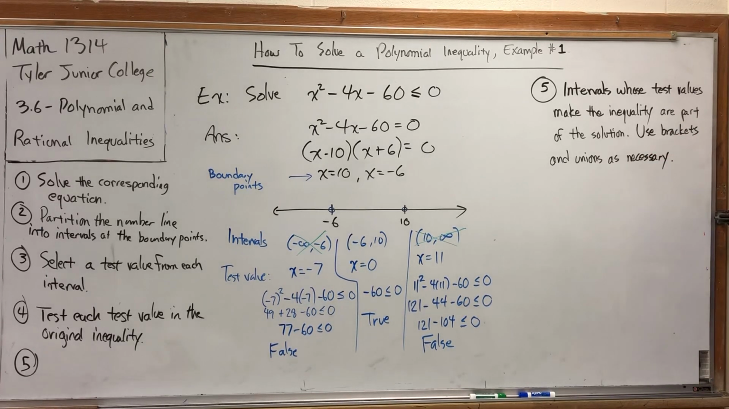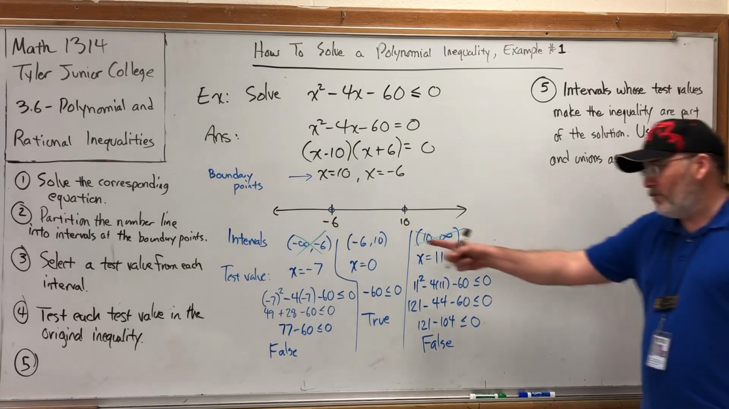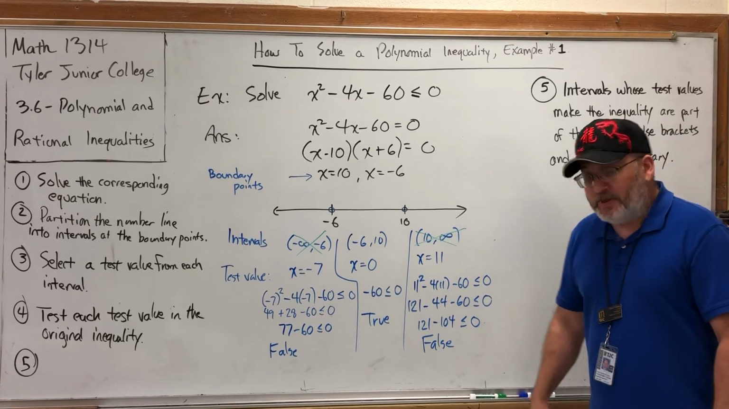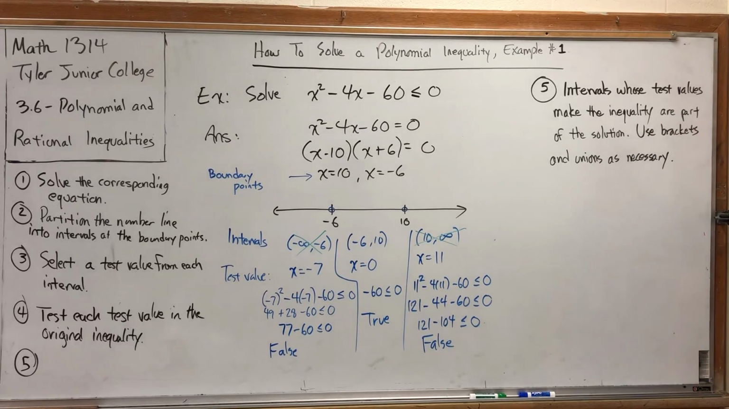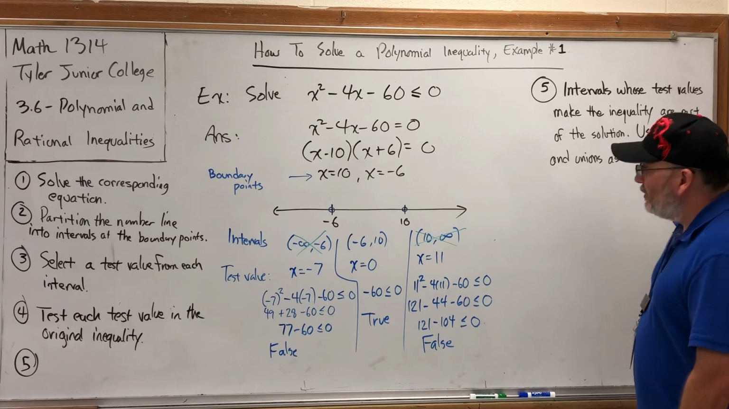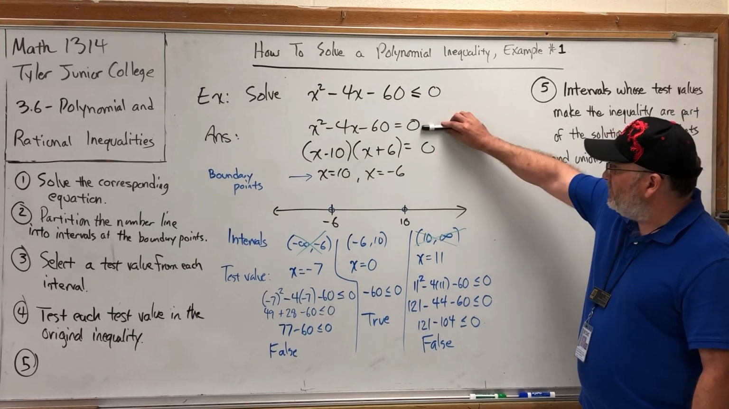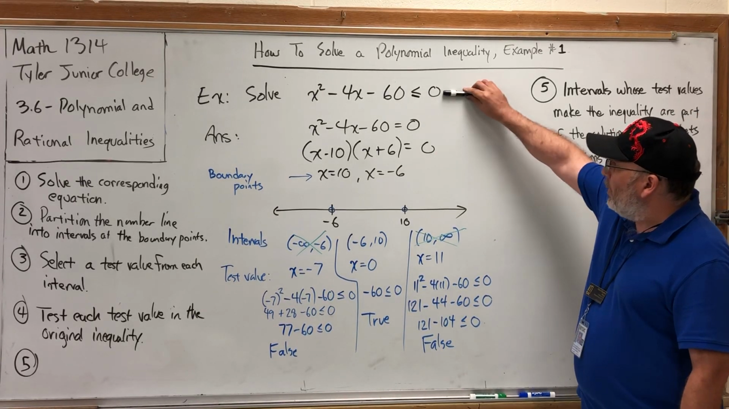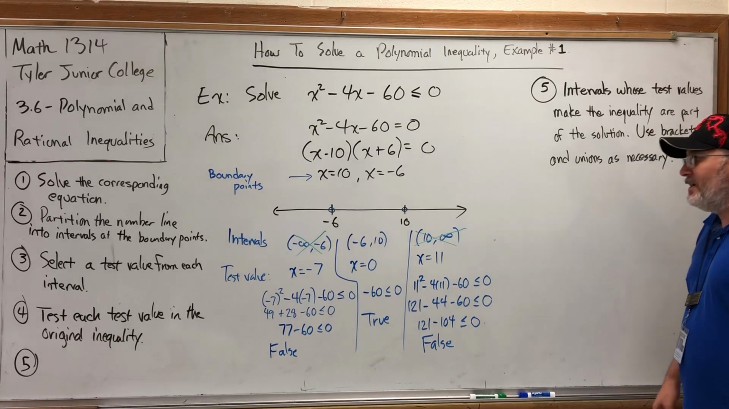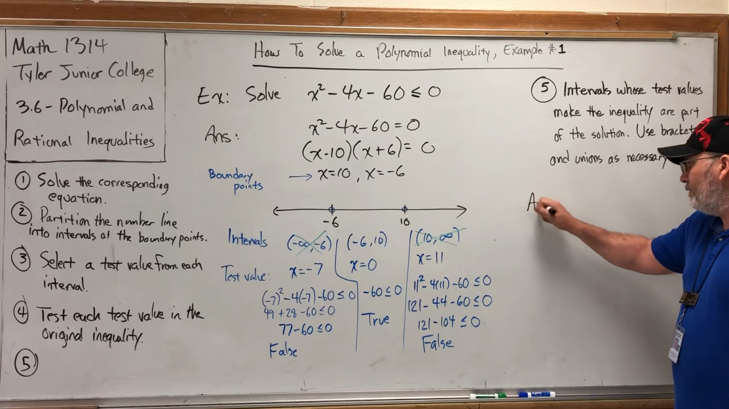The unions as necessary means that we could have had more than one interval in our solution, so at the end we would put a union symbol between them. Use brackets as necessary simply means do we include the boundary points? Recall that the boundary points make this equal to 0. This inequality said it's okay if it's equal to 0, so in this case we do include the boundary points.